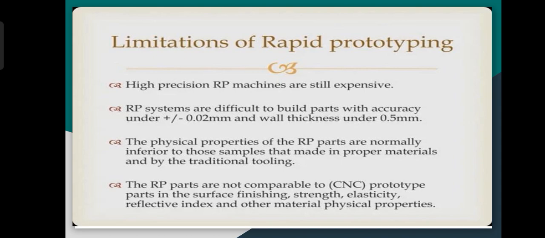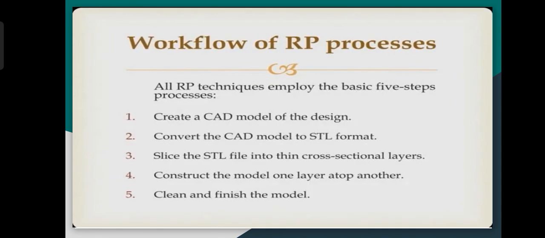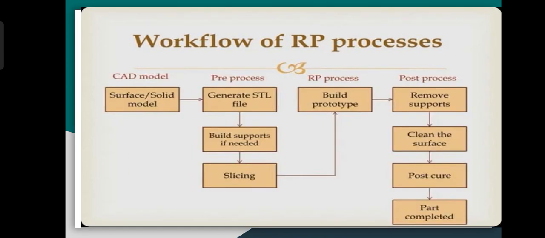other material physical properties. Coming to the workflow of RP processes, all rapid prototyping techniques employ the basic 5 step process. The first one, create a CAD model of the design. The second, convert the CAD model to STL form. The third, slice the STL file into thin cross-sectional layers. The fourth, construct the model one layer atop another. And the fifth is clean and finish the model.